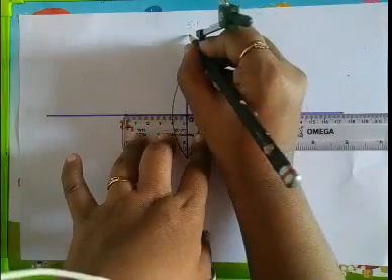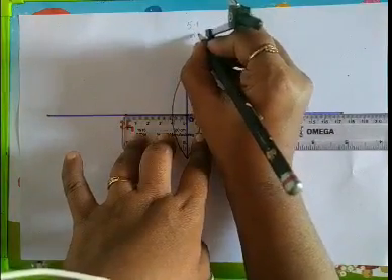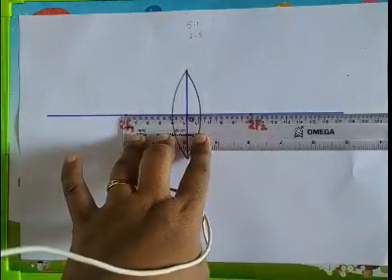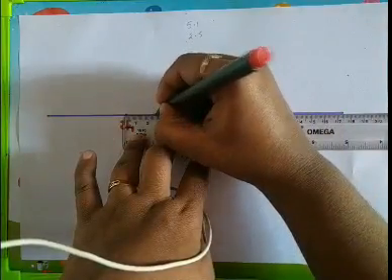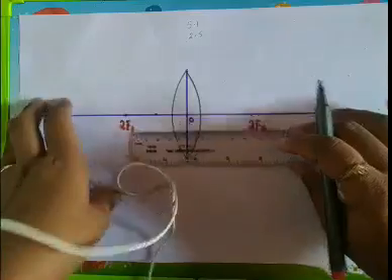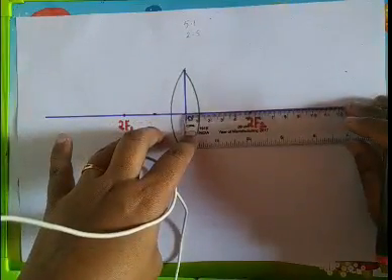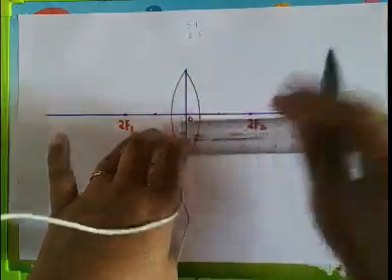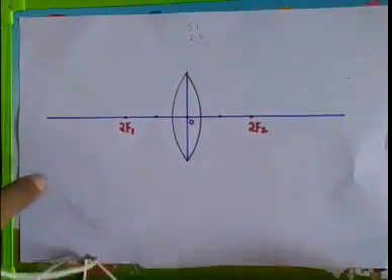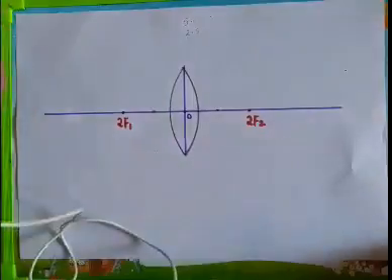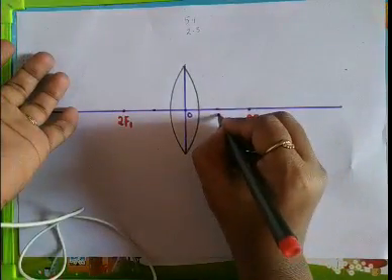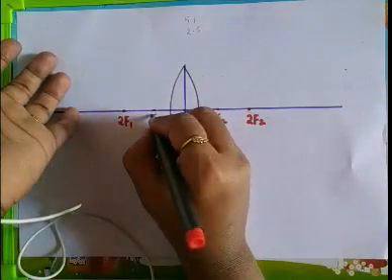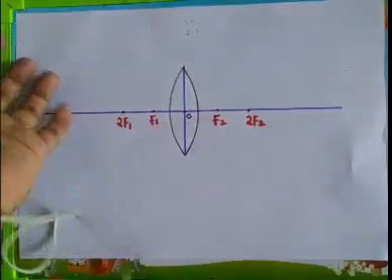We will take half of 5.1, which would be approximately 2.5. So at 2.5 distance, I will mark another point on this side, and on this side also at 2.5 distance. This would be your focus point. So this is your F2 and this is your F1.